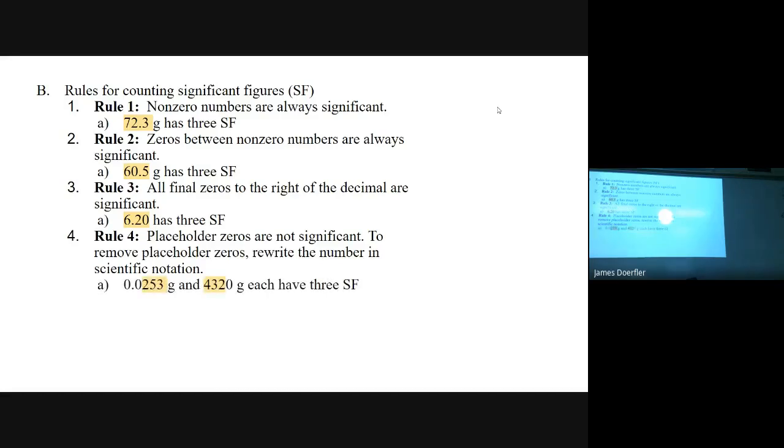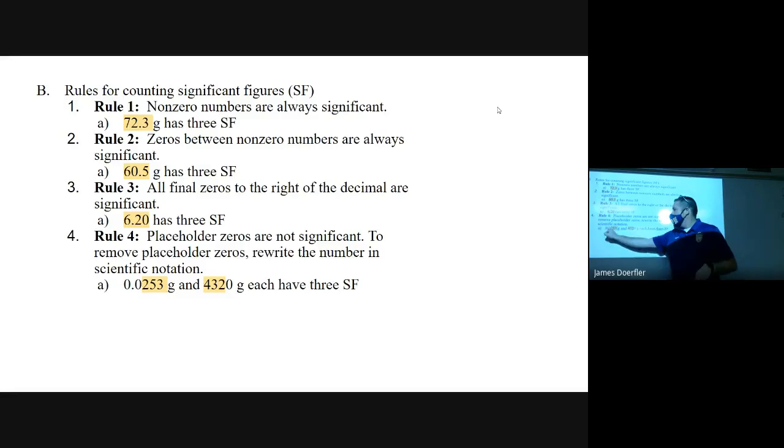So, looking at these 2 examples, 0.0253 and 4320 each only have 3 significant figures. Now let's break each one down. Why does 4,320 only have 3 and not 4? Because of the lack of a decimal, right? So that's why that zero doesn't get counted.